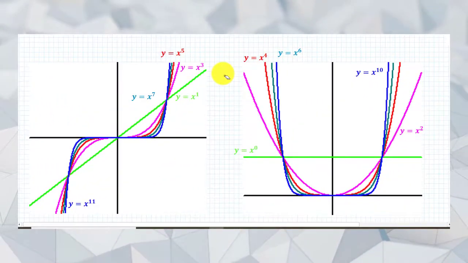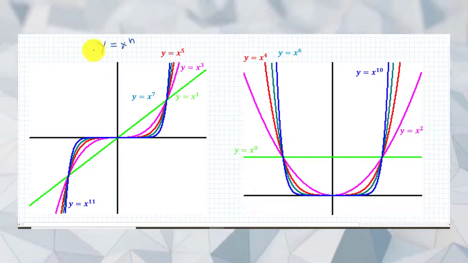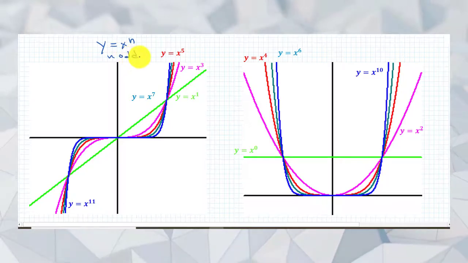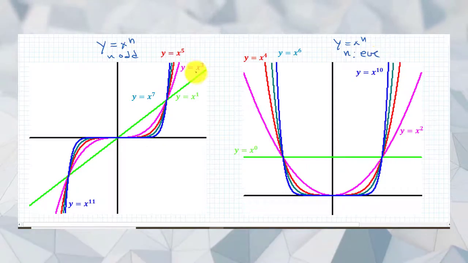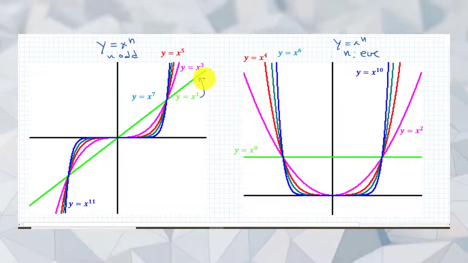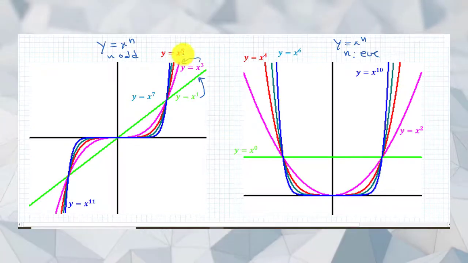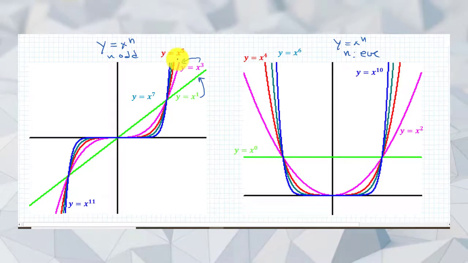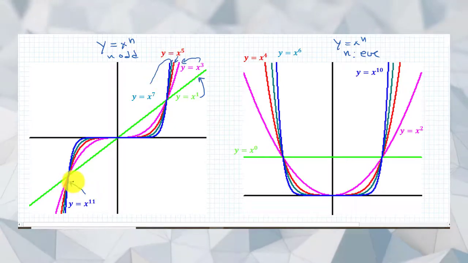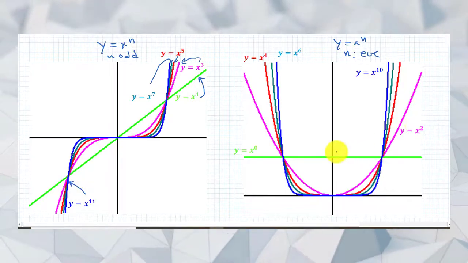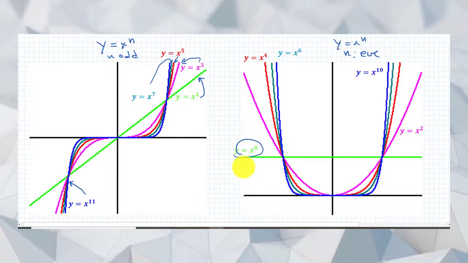So we have two distinct families of graphs. The graph y equals x^n when n is odd, and the graph y equals x^n when n is even, okay? Right here, for example, you have n equals 1. This one is n equals 3. And you can see as the power increases, the graphs are getting straighter and straighter. N equals 5, n equals 7 is right in the middle, and the last one is n equals 11 right here. Same thing here. Y equals x to the 0, we just went over it at the beginning of the lesson.